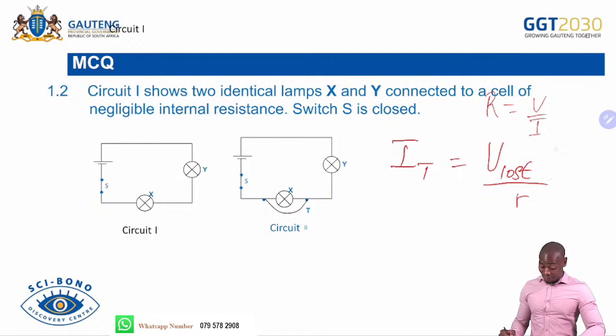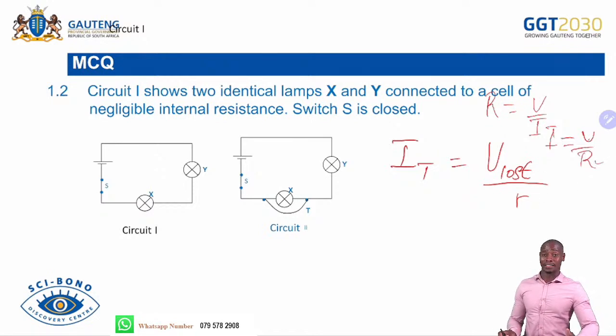That is why I'm having this. Remember, if I'm making I the subject of the formula, it should be I equals V over R. What is this V? It is lost volts, right? Because remember now I'm focusing on the internal circuit, the battery. So in the battery, remember I have the lost volts or internal voltage, right? Then this V will be V lost or internal potential difference. This R will be internal resistance.